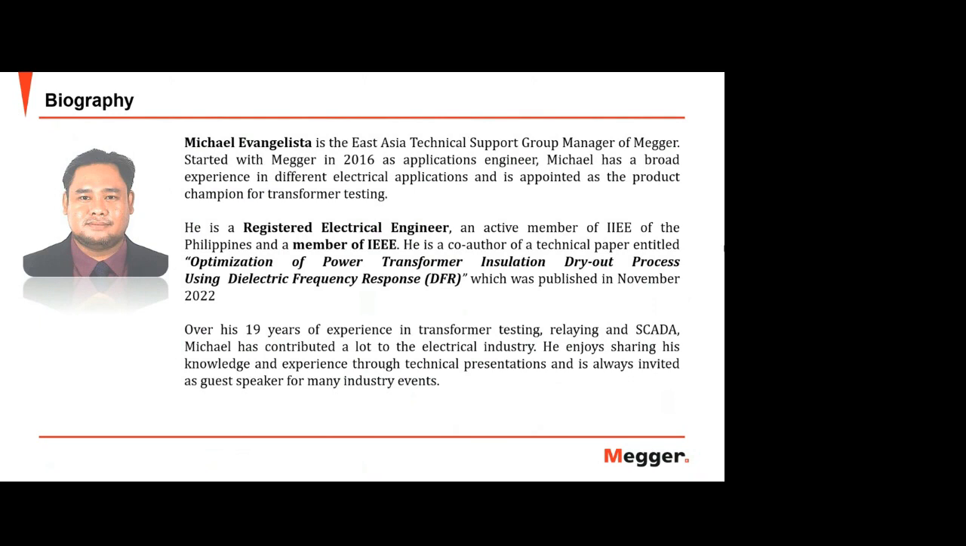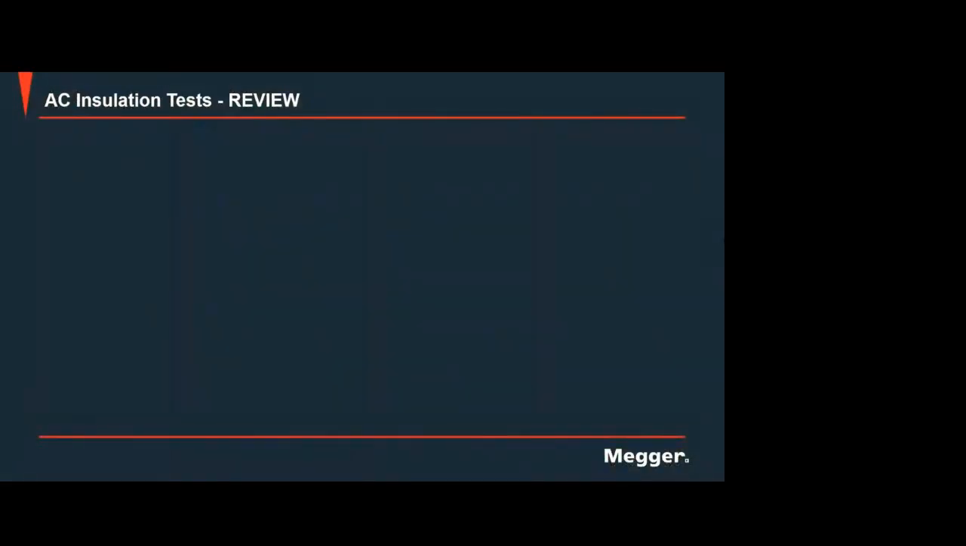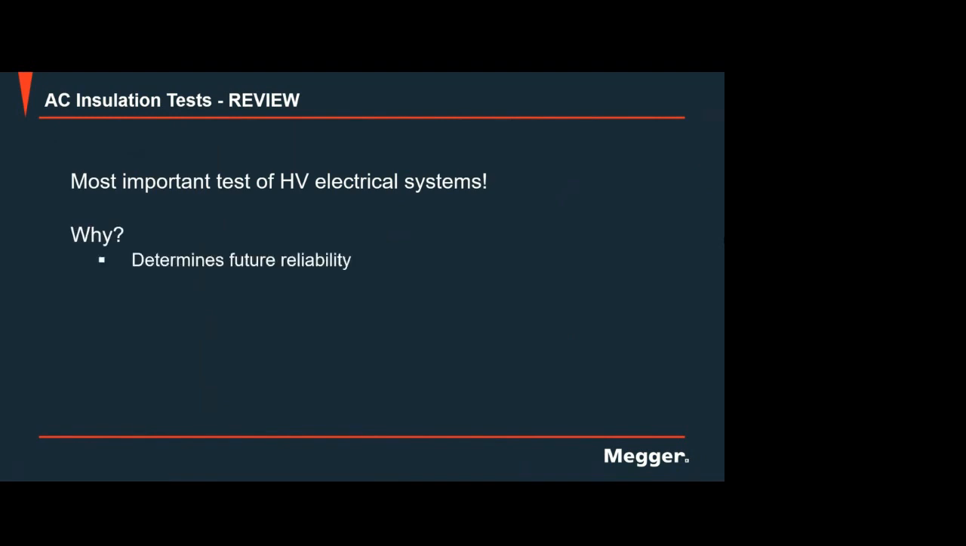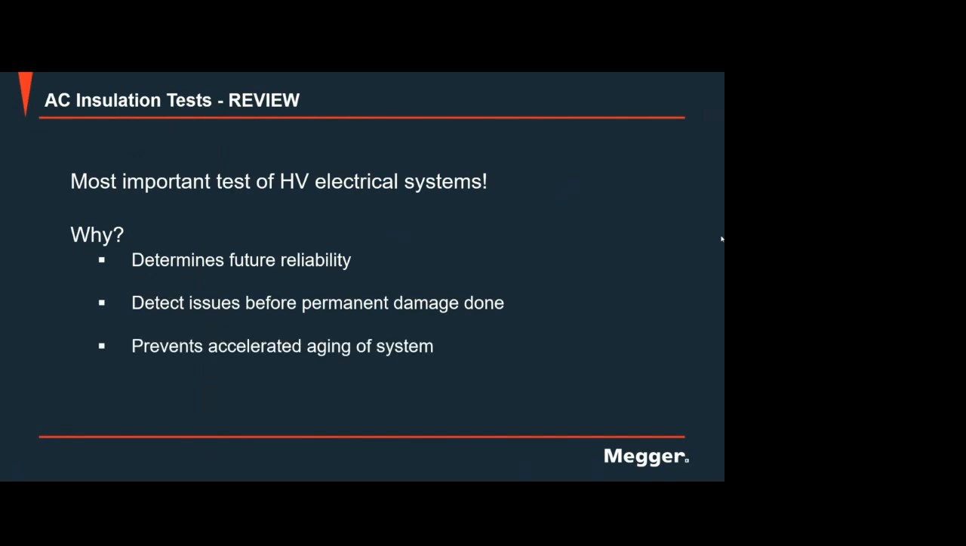Like Grace said, our topic for today is about the narrowband DFR and the full DFR using the IDAX322. Okay, so let's start. But before we go to the main topic, let's do some review. Why are we doing this AC insulation test? This is important for our high voltage electrical systems because, of course, we need to determine the future or the reliability of our asset, like the transformer. And it detects issues before permanent damage is done. So we are trying to be predictive here. Also, it will prevent accelerated aging of our system, of our transformer, for example.